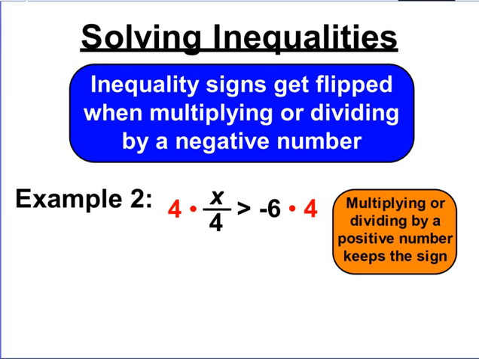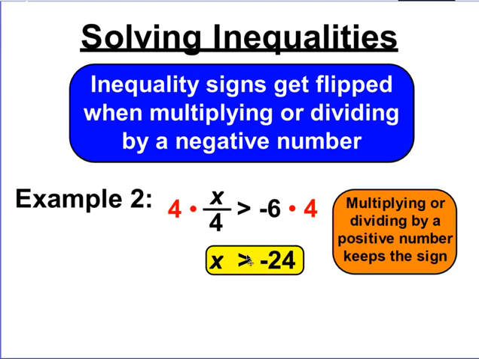Okay? So the 4's will cross each other out because of the inverse property. So we're left with an x on the left-hand side. On the right-hand side, it's negative 6 times 4, which is equal to negative 24. And the sign stays the same. Okay? So let's test this out. I should be able to put in any number greater than negative 24 into where x is and make this statement that we started with true.